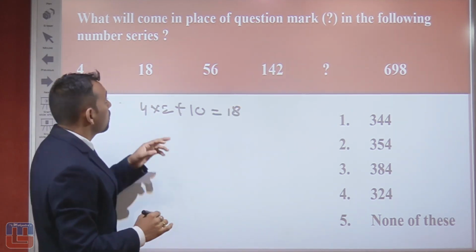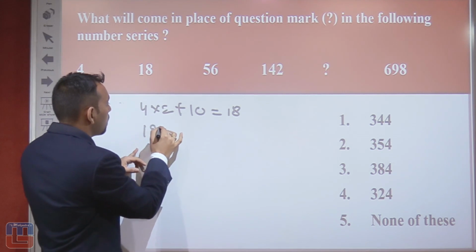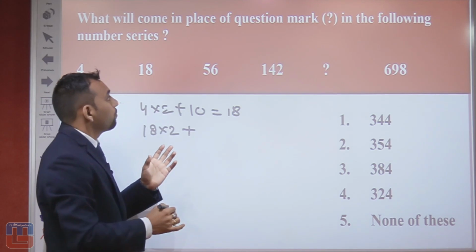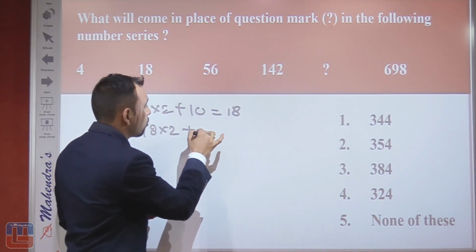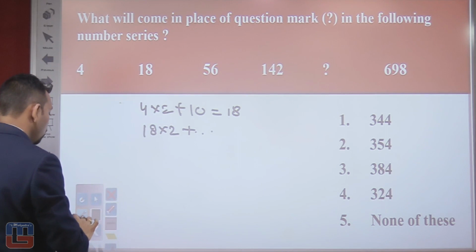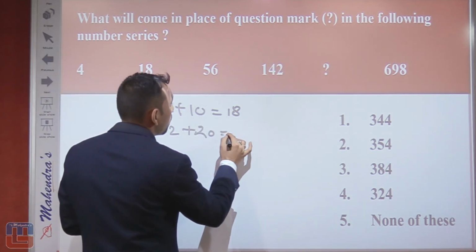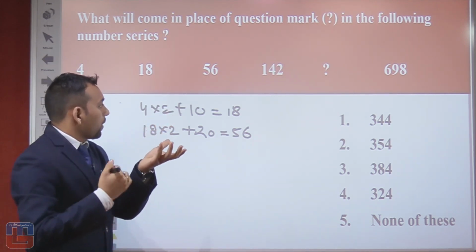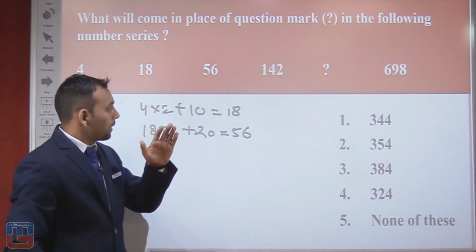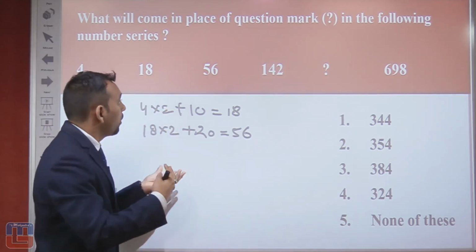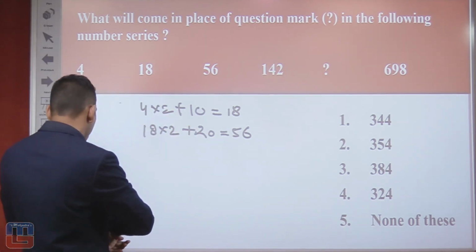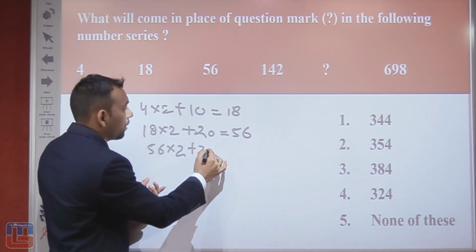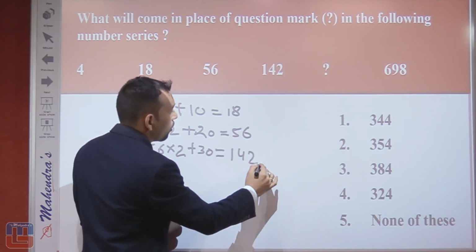Now see here, in the same way, we can say that 18 multiplied by 2 is 36, and we need 56, so we will add 20 here. So it will be equal to 56. Now see, the pattern we are finding here is multiply by 2 and plus 10, plus 20. So next could be 56 multiplied by 2, 112, and plus 30, it will be equal to 142, right?